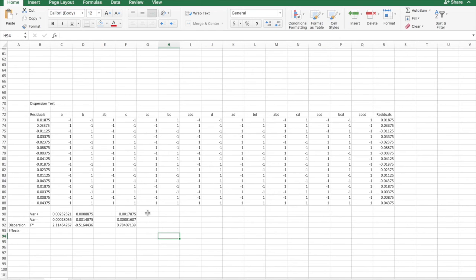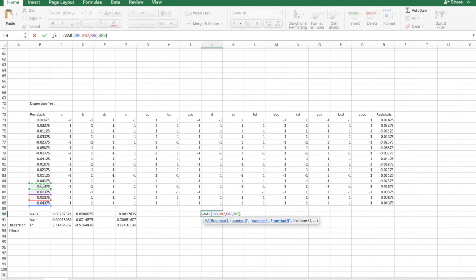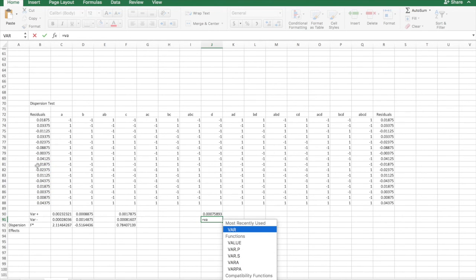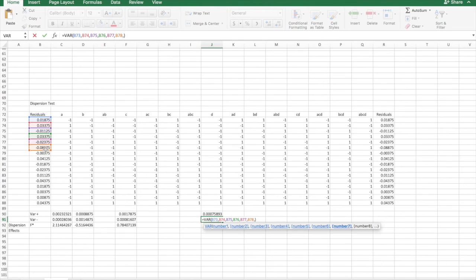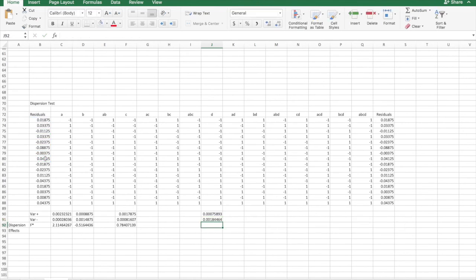Okay. Now we do it for D because it's also easy. The variance when D is high is going to be skip 8, select 8: 1, 2, 3, 4, 5, 6, 7, 8. And then the variance when D is low, which are the first 8. And then the natural logarithm divided by this one.